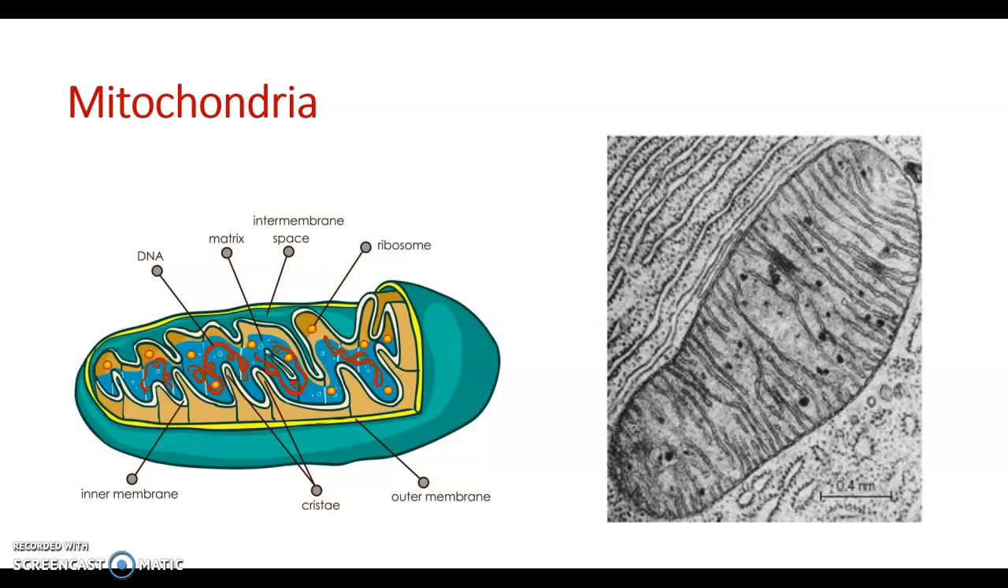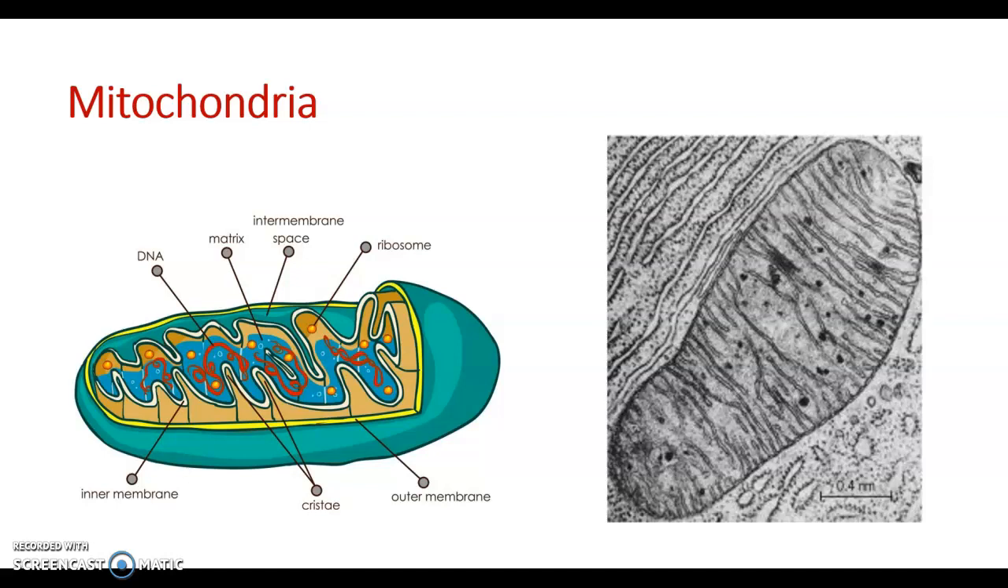Mitochondrion is singular, mitochondria is plural, so we'll kind of interchange those. Cells that require more energy will have more mitochondria than cells that do not. So things like muscle cells and neural cells that require a lot of energy will have more mitochondria than fat cells that don't require as much energy to function.